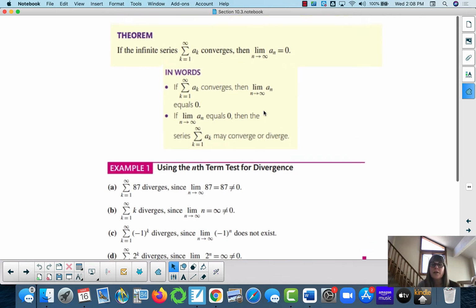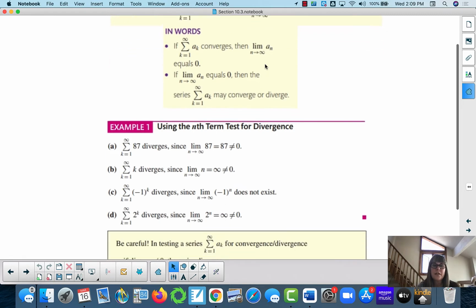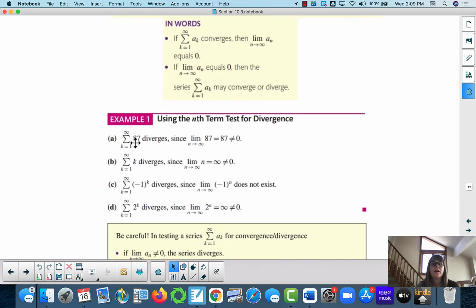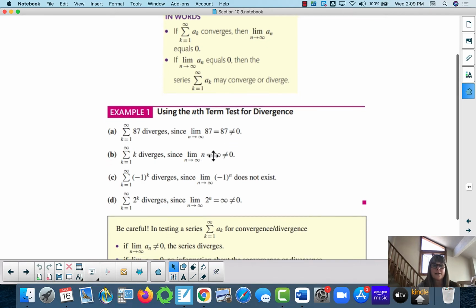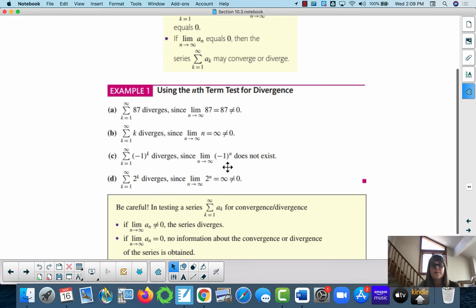But what we can do is use that idea to show that if it does not equal 0, then it diverges. So these are some examples here. Since the limit as n approaches infinity of a sub n is 87, because it's 87 all the time here, that doesn't equal 0, and therefore that series diverges. This one here, we're adding the numbers from 1 to infinity, so the limit as n approaches infinity of n is infinity. So that one also diverges.